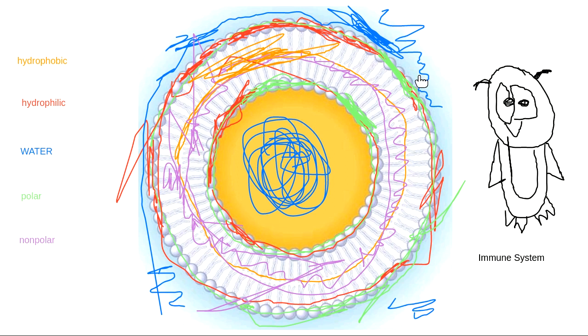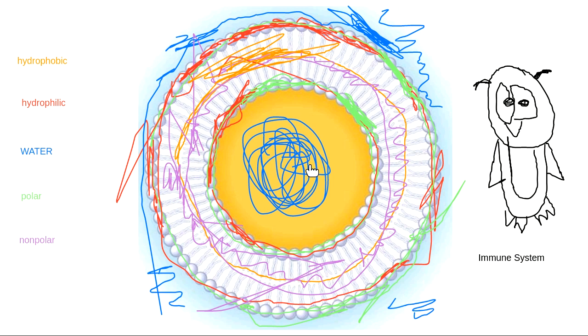Here on the outside, with my plasma or my interstitial fluid, notice that again I've got red and green. Red and green, polar and hydrophilic, those were the words for things that do play nice with water. So I've got these head groups that do like water. They're polar or they're hydrophilic. They're right next to the watery stuff on the outside and the watery stuff on the inside.